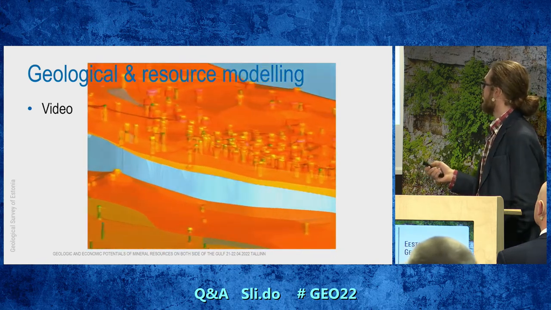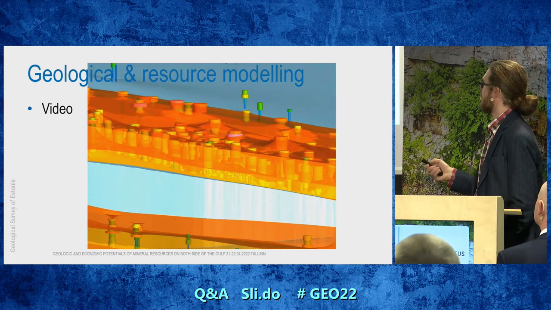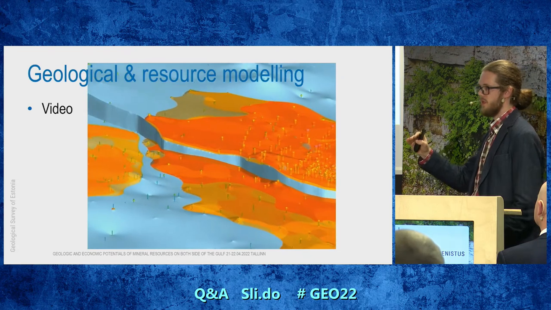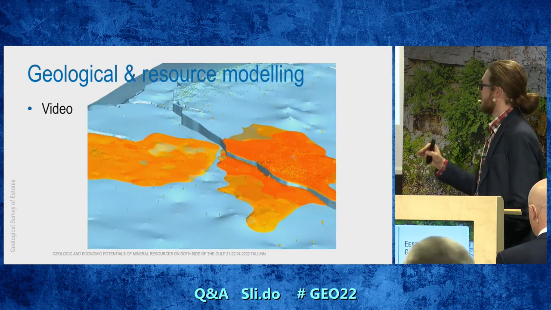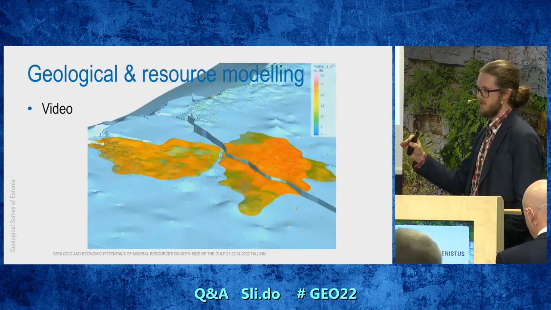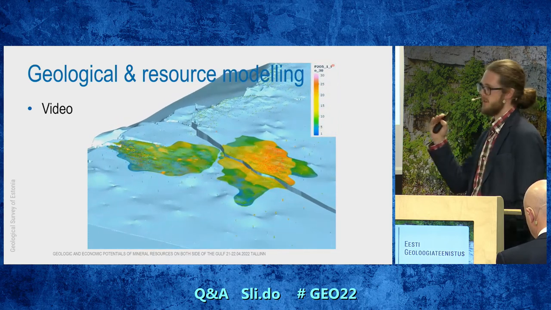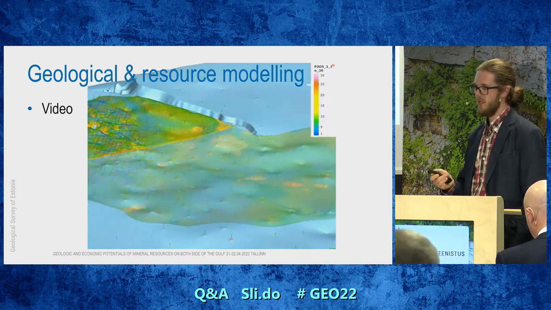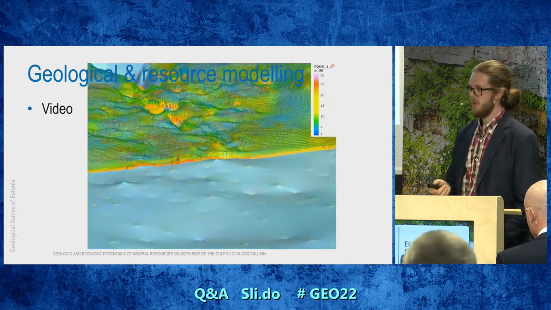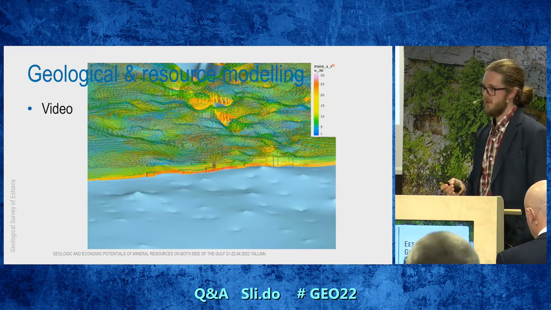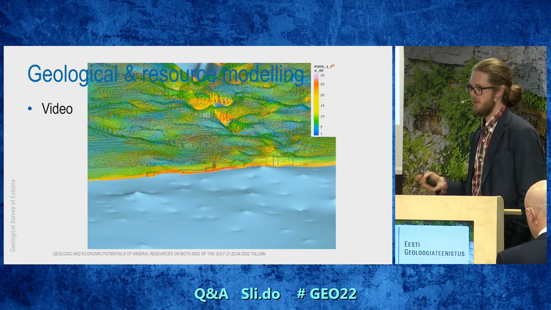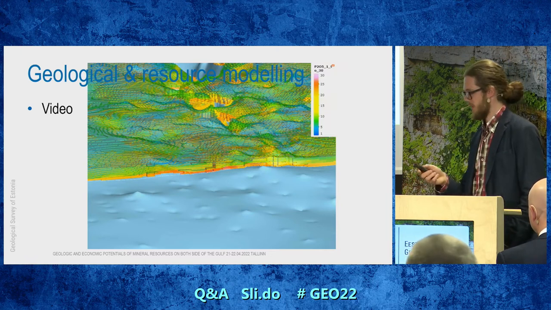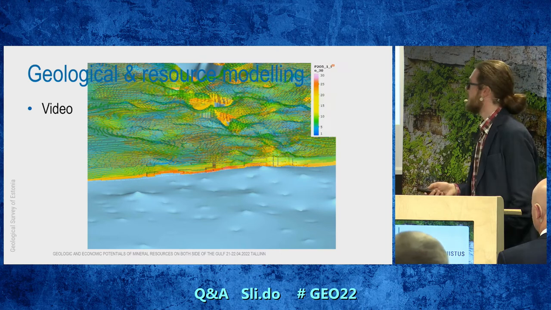And in Rakvere we have also modeled sub-layers, because there are some distinct layers in the phosphorite, so we have distinguished the high-grade layer, mid-grade layer, as well as the waste. And eventually we have created a block model for the resources, and we can query all the resource amounts in any given area inside these two deposits.